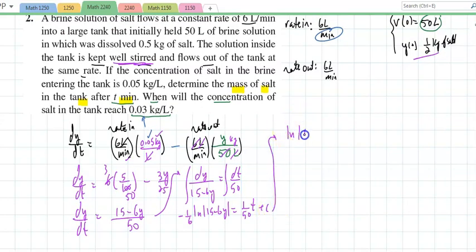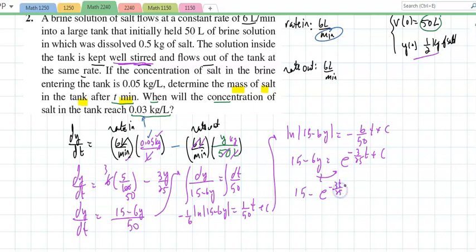And natural log of 15 minus 6y equals negative, if I multiply by 6, you know what, I'll do it in 2 steps. So 15 minus 6y equals negative 3 over 25 t plus 2 minus 50 floating around. And if I swap those, I'll get 15 minus e to the negative 3t over 25 plus c equals 6y.